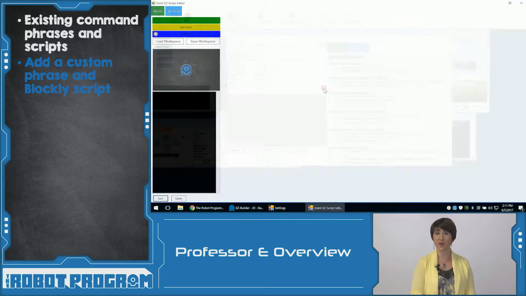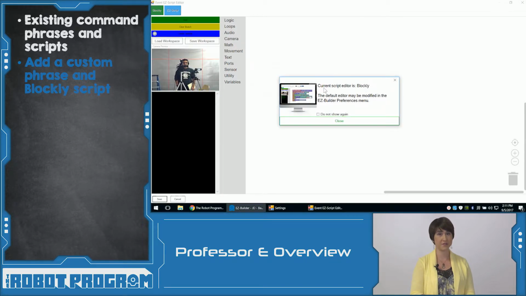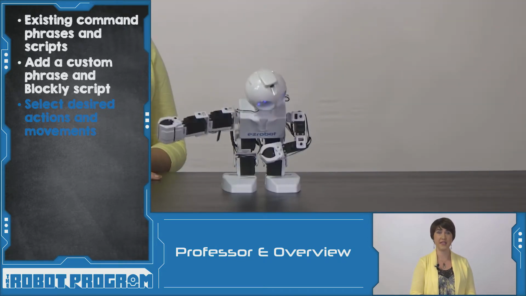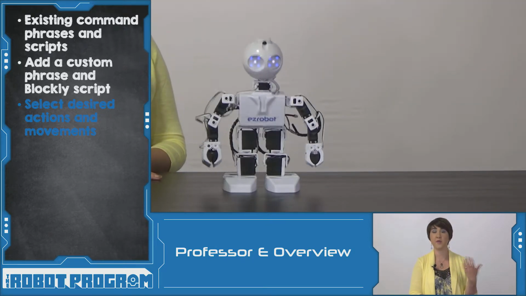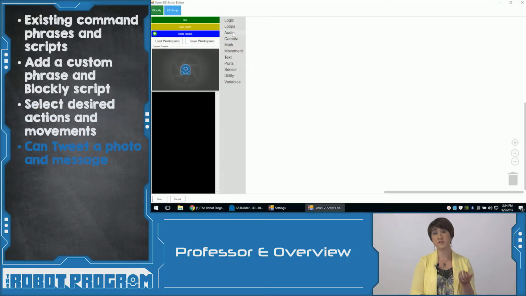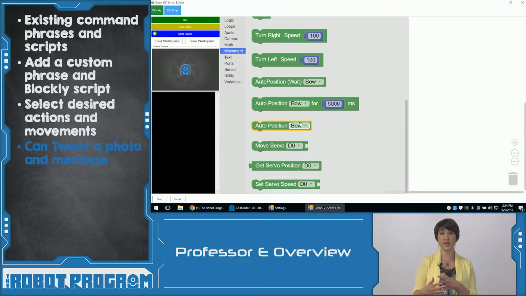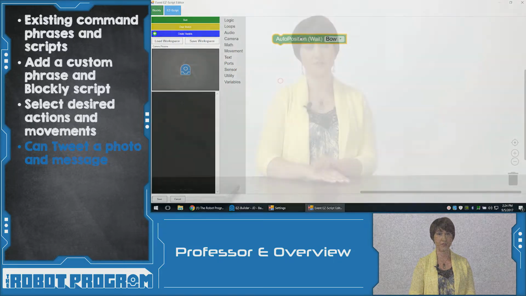Click on the pencil icon beside this phrase to edit the script. Use the Blockly editor to add whatever code you want your robot to execute. In this example, we did things like auto position, wait, and we had the robot bow. We also did one code example where we had the robot tweet out a picture of what it was looking at along with a message.